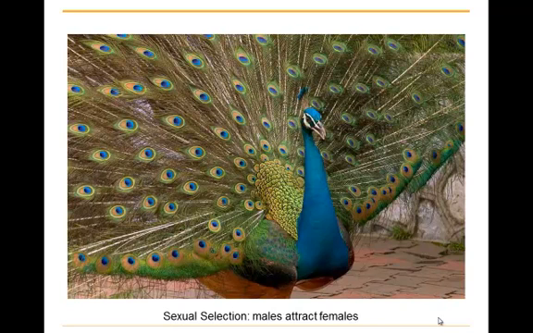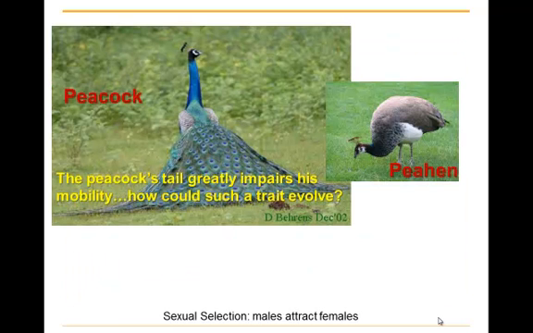Sometimes a peacock will display to other males, or display to other creatures. I've actually had a male turkey display to my car up in Ramsey Canyon in the Huachucas here. Makes you wonder how they could survive. But anyway, that's what the male looks like. Well, here we can see a male again, and with that long tail, or sometimes we call it a train, the peacock's tail greatly impairs its mobility. How could such a trait evolve?